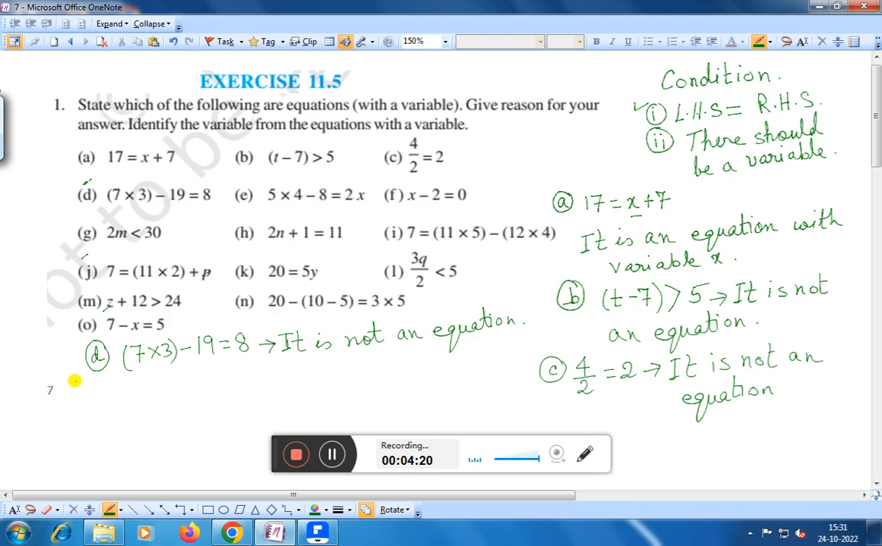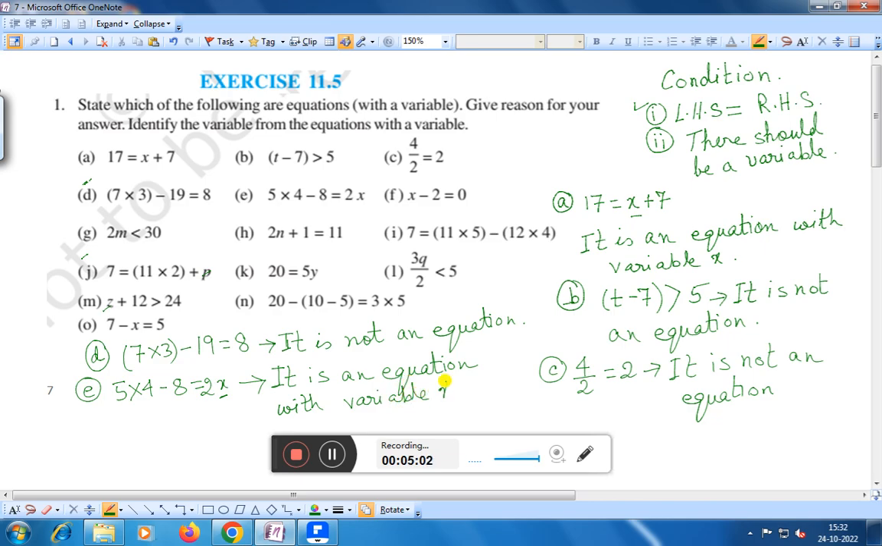Now E. What is the question? E is 5 into 4 minus 8 is equal to 2x. Here you see that left hand side is equal to right hand side and there is a variable x also. Therefore it is an equation with variable x.